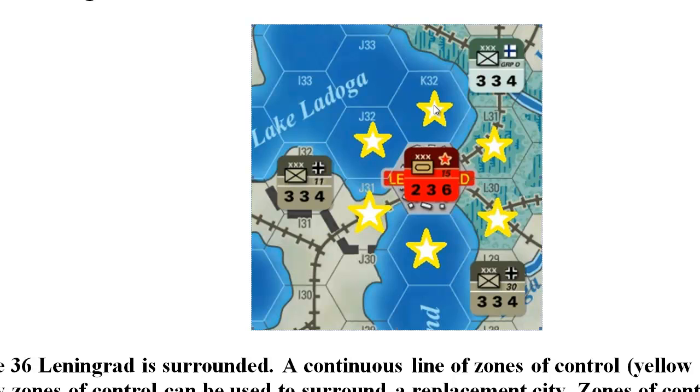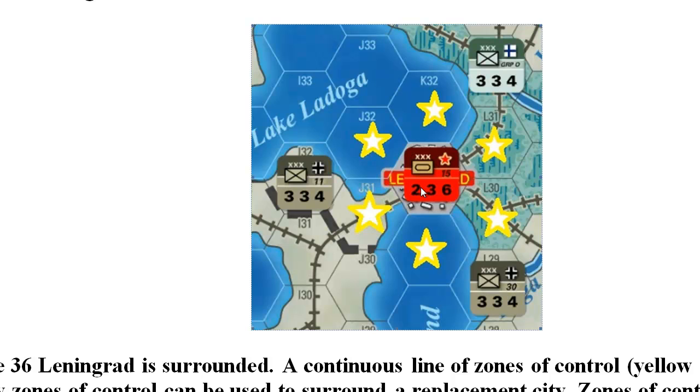Readers will note historically that the Germans deployed motor torpedo boats on Lake Ladoga in an effort to shut down Russian supply lines. So the city is surrounded by zones of control. Once this occurs, the city stops contributing replacement factors to the Russian total. So if this is September 1941 and the German units are as indicated, and nothing unfortunate has happened anywhere else, the Russians would get four replacement factors for Stalingrad, four replacement factors for Moscow, and zero replacement factors, because the city is surrounded, for Leningrad.